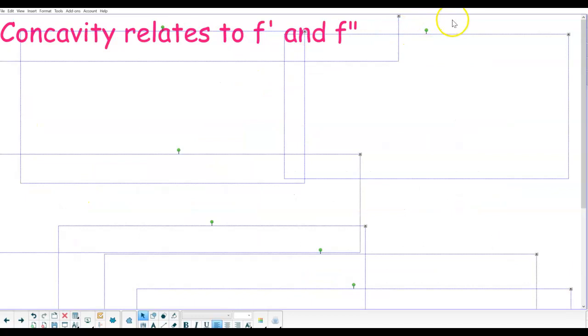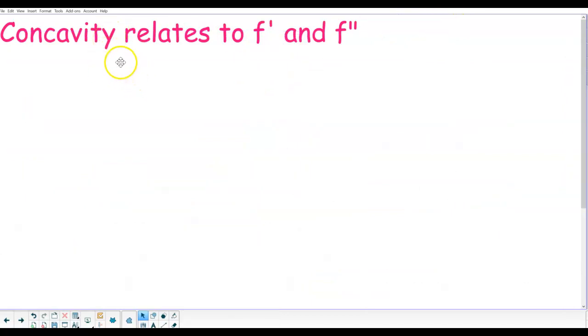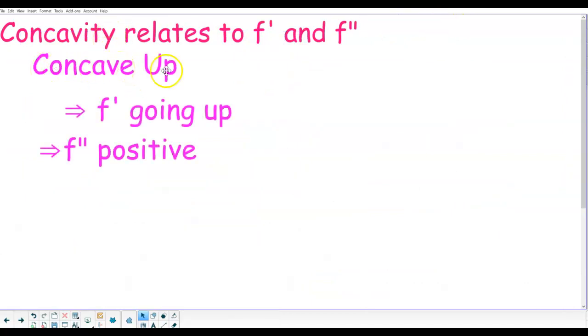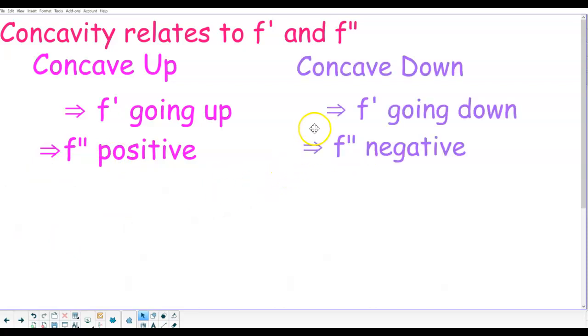All right, so how does this all relate? This is where you're going to want to pause and take notes, but what have we learned? Concave up happens when f prime is going up and the second derivative is positive. And then concave down is when f prime is going down or decreasing and f double prime is negative.